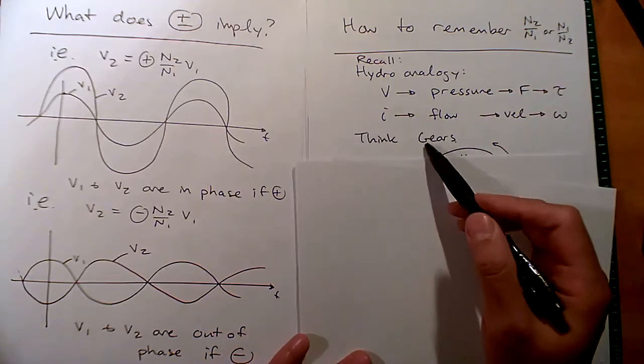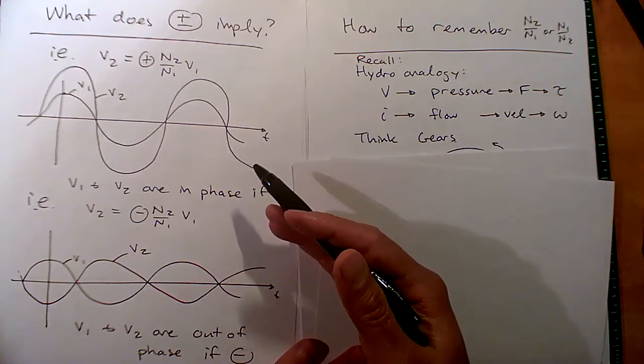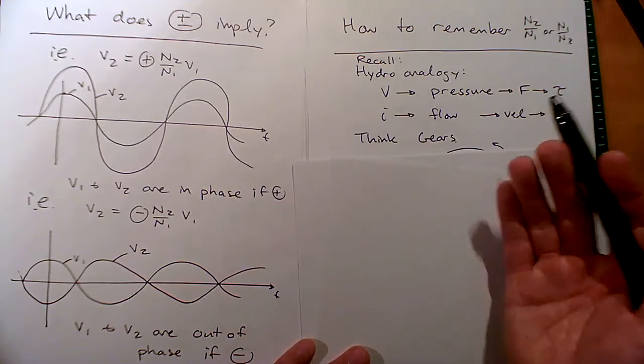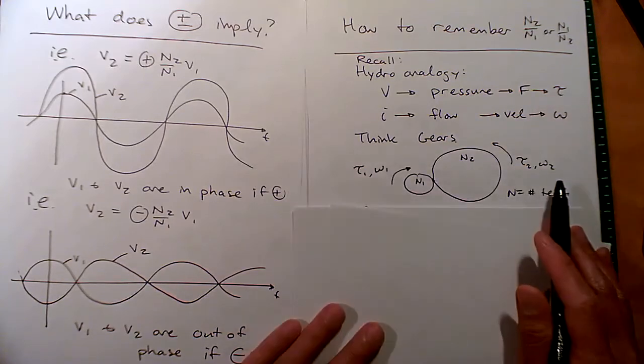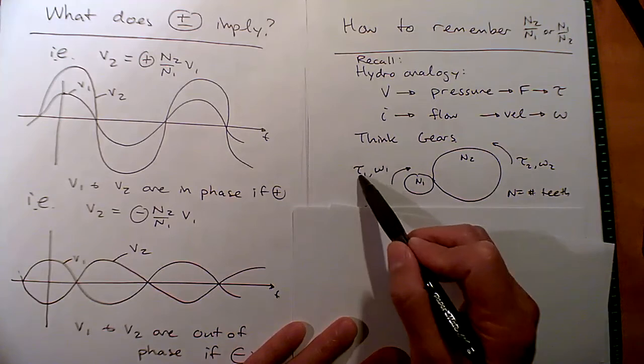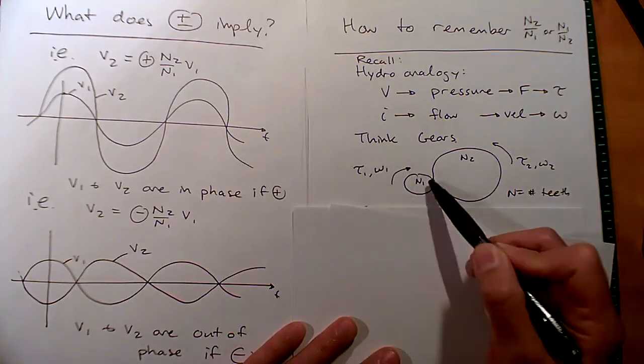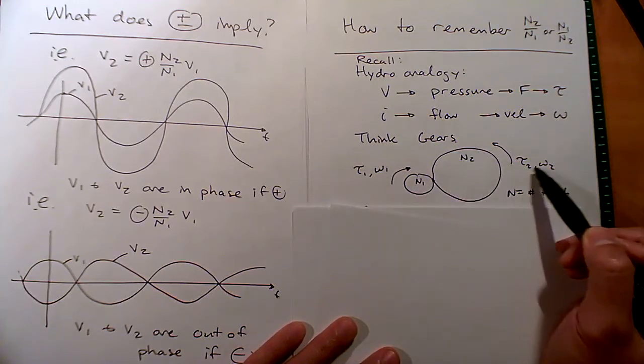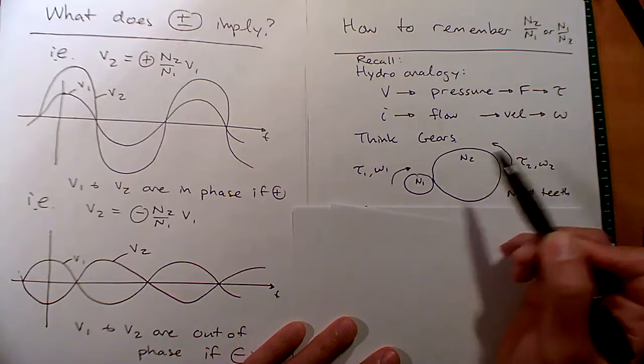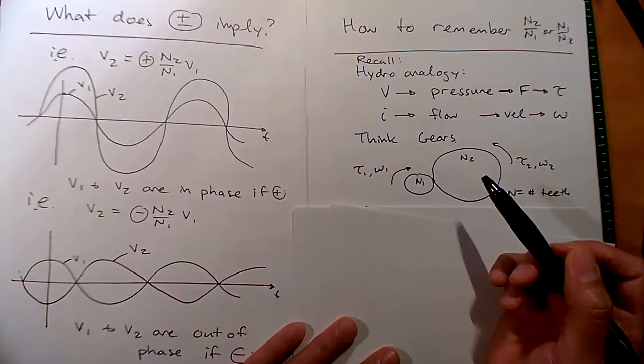And so what I like to do is think of gears, because an electrical transformer is like a mechanical transmission or gear set. So let's look at this situation. We have torque 1 and speed 1, omega 1, and N1, and N2, and torque 2, and omega 2, where N is the number of teeth as opposed to the number of turns in a transformer.